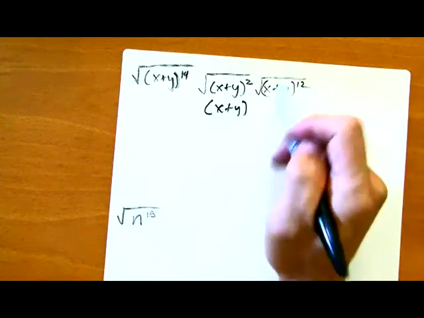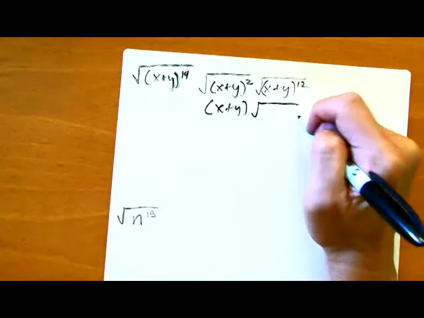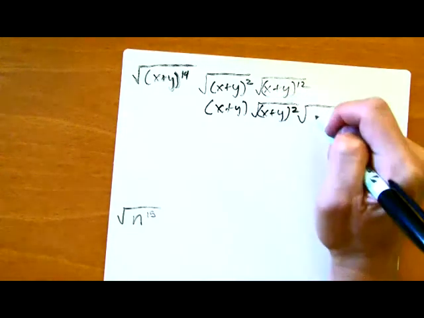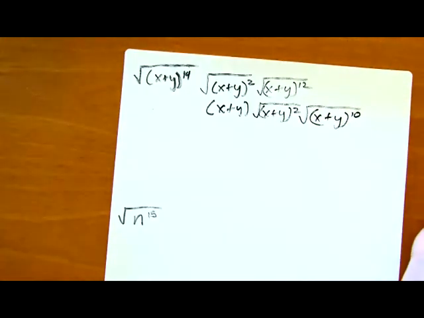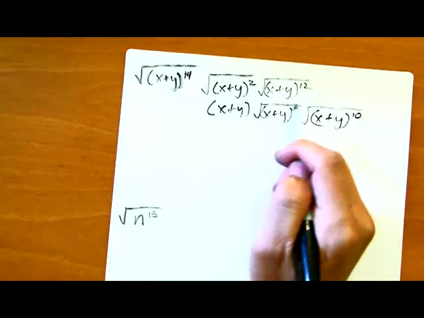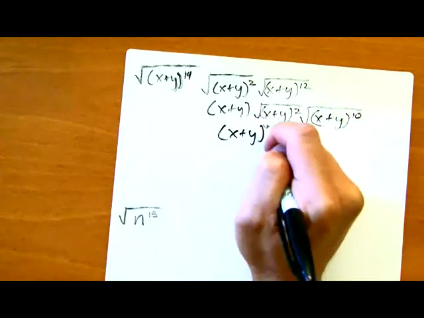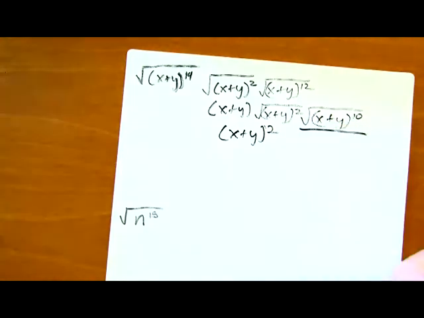Can we go further with this? Guess we could. x plus y to the second, x plus y to the 10th. I can square root this. That would be another x plus y. So now I have x plus y to the second. Can we go further with that?